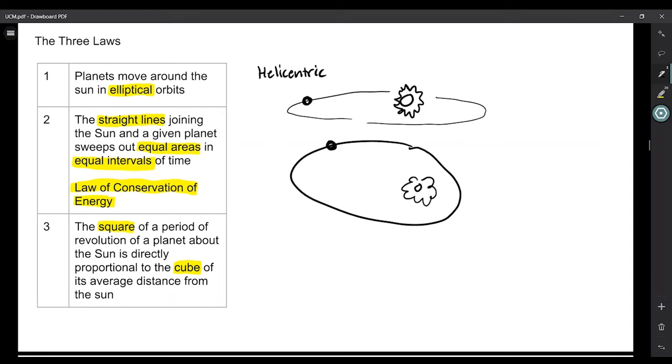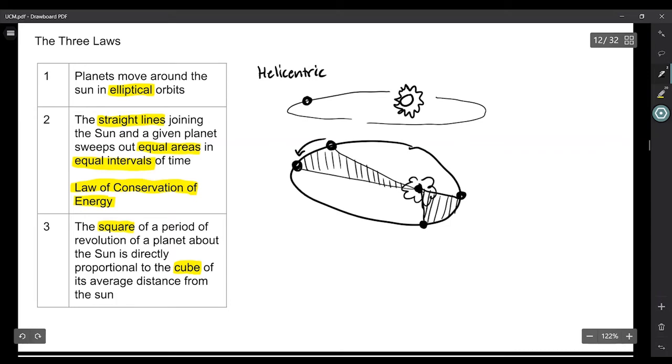What we have is a range, per se. Let's say the planet moves from here to here. And this, the sun, acts as our pivot point of the elliptical. It's very off-centered. And the straight lines joining the sun and a given planet sweep out equal areas in equal intervals of time. So let's say that's an area. And right here, if we were to travel from here to here, the areas would be the same.